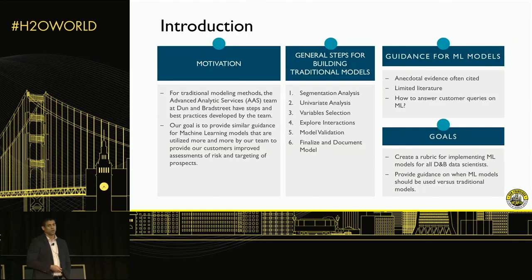So what's the motivation? For traditional models, we have kind of a rubric about what steps we should follow to build, say, a logistic regression model. You go through the usual steps: segmentation analysis, univariate analysis, variable selection, explore interactions, you do a model validation, then you finalize the model. These are steps that analysts at Dun & Bradstreet all follow. They have their own little flavors to each step, or they might introduce some other things, but everybody basically follows these 6 steps. For machine learning, some of these steps don't really make sense, do they?